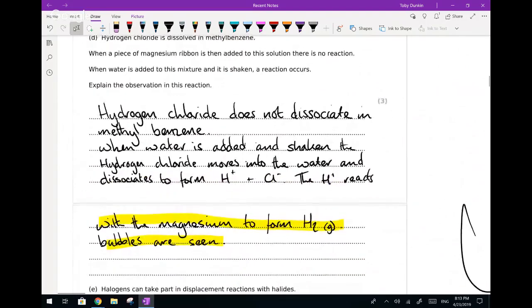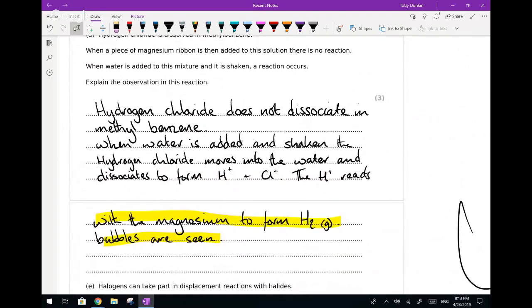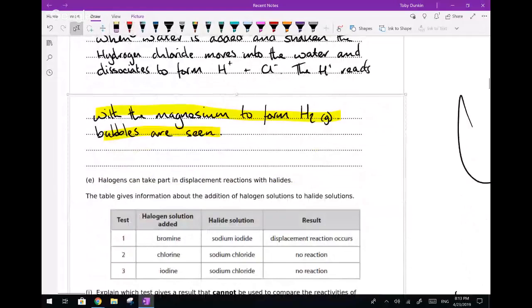And it says, state and explain the observations. So when the magnesium goes in, the magnesium will react to form hydrogen gas, which are the bubbles that we will see. The hydrogen chloride does not dissociate in methyl benzene. When water is added and shaken, hydrogen chloride moves into the water, dissociates, forming H+, reacts with magnesium to form hydrogen gas, which is what the bubbles are.